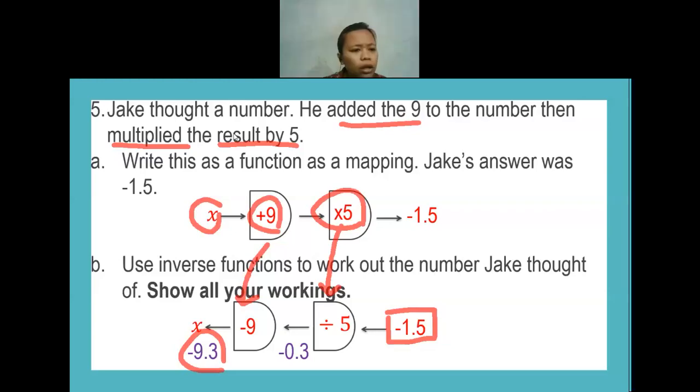Someone asked me about the test. The test will depend on how fast we finish all the revision questions.